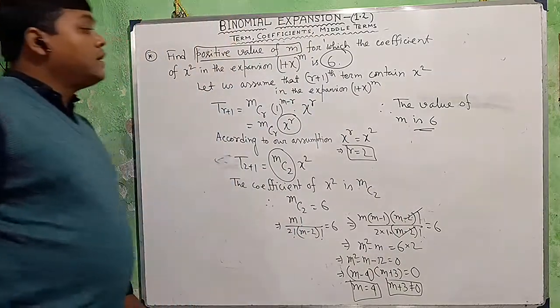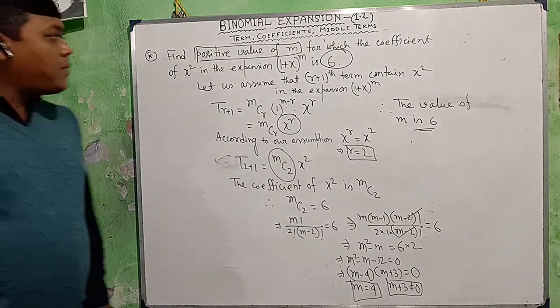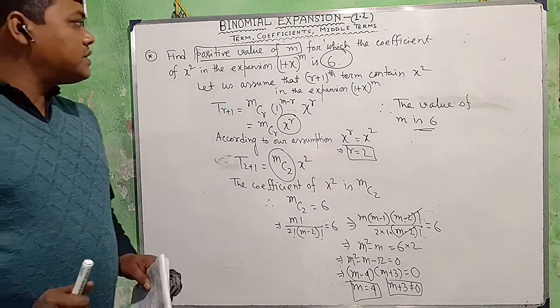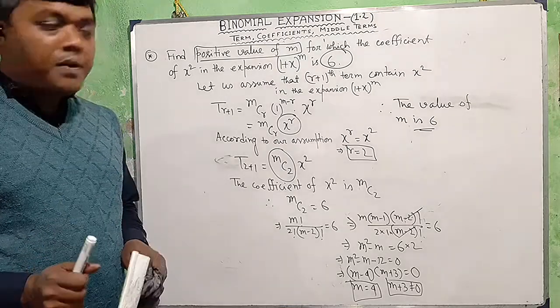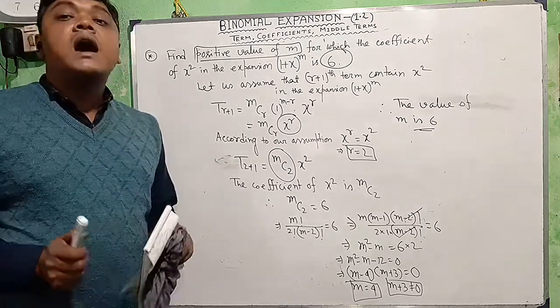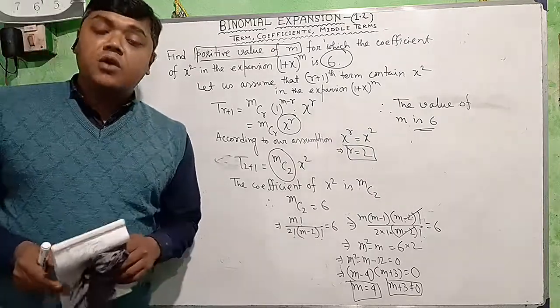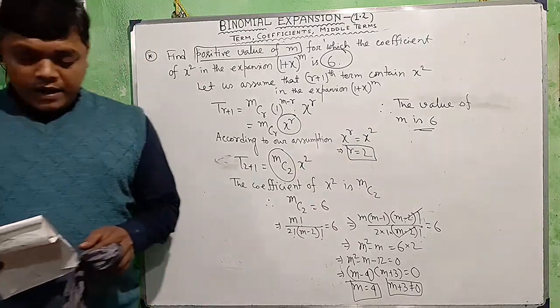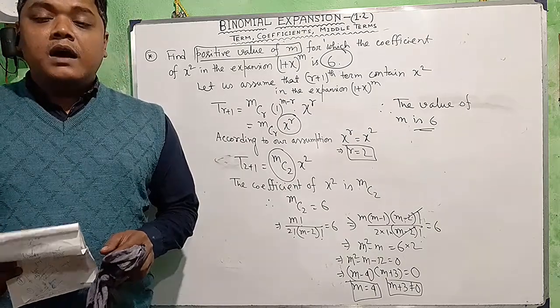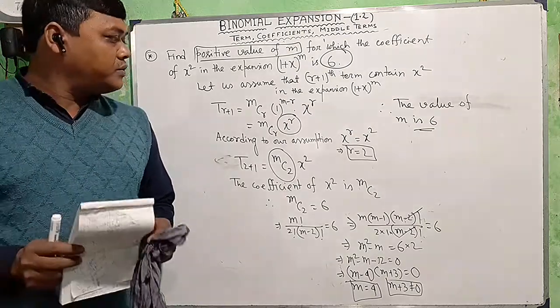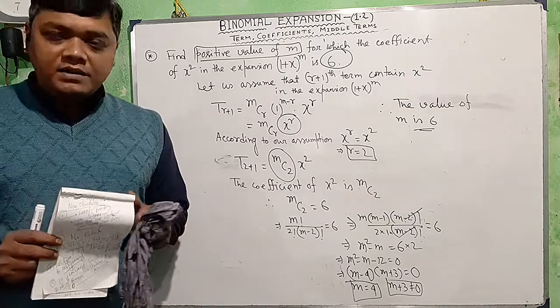Okay, so in this part we have already discussed how to find the term, how to find the coefficients, and how to find the middle terms when n is even or odd. Up to this limit we have already discussed.